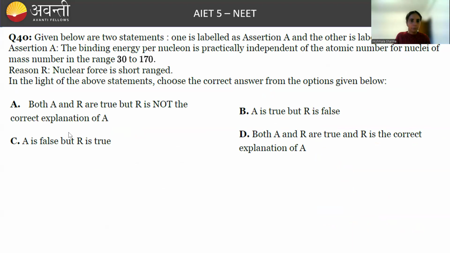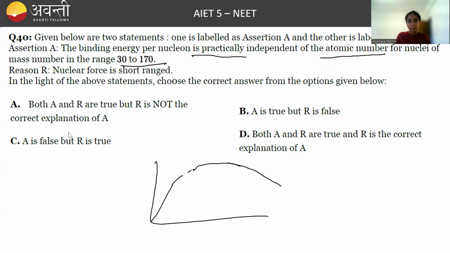Now, given below are two statements. One is labeled as assertion A, and the other is labeled as reason R. Assertion: the binding energy per nucleon is practically independent of atomic number for nuclei of mass number in the range of 170. If you have seen the diagram carefully, it looks something like this. After that, it starts decreasing. So in this region, what is happening? Binding energy is almost constant. And why does it happen? Because in this region, the atomic mass has increased to such a level that the nuclear force has saturated.